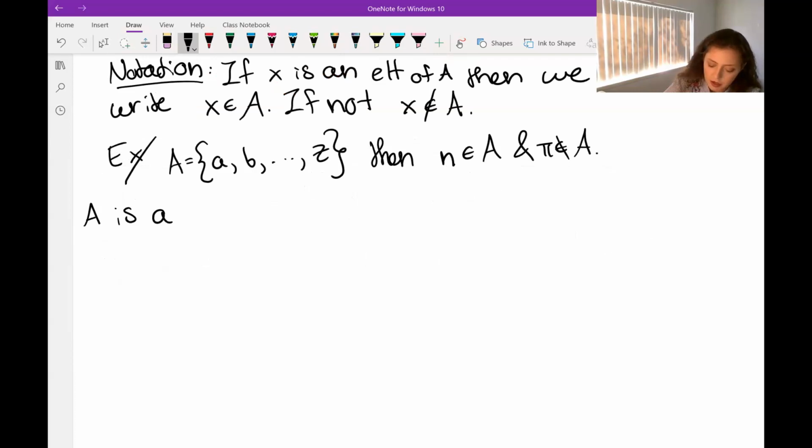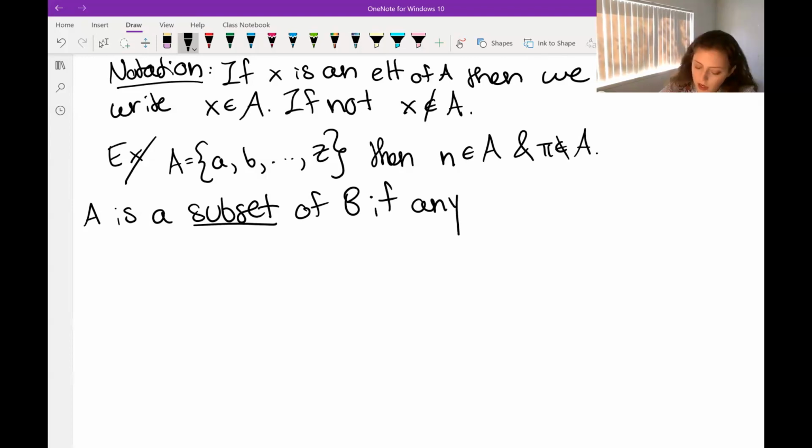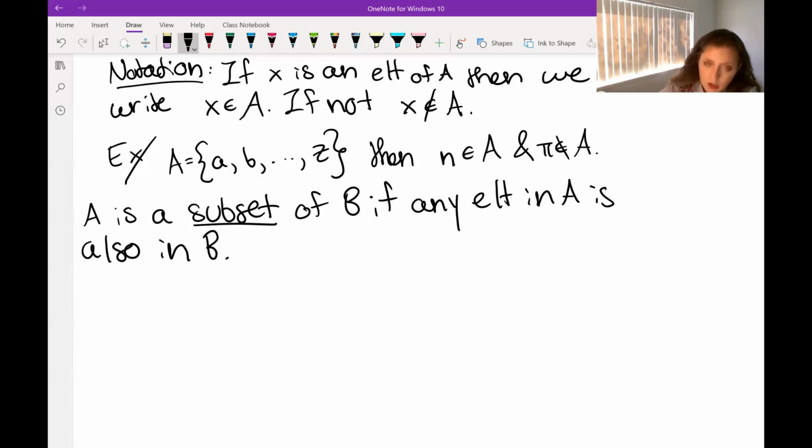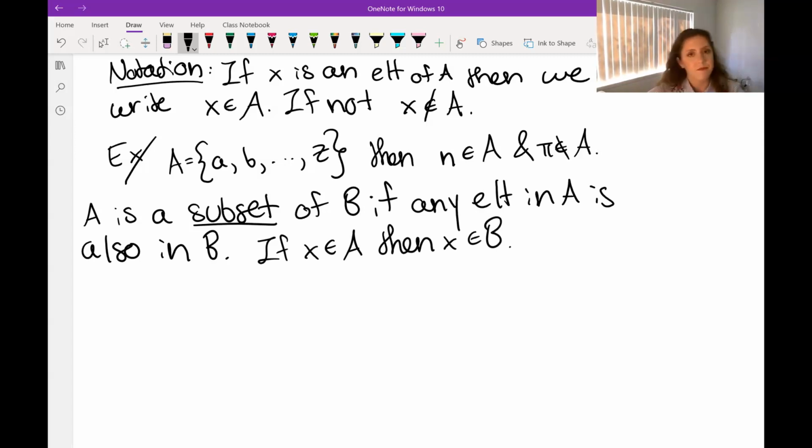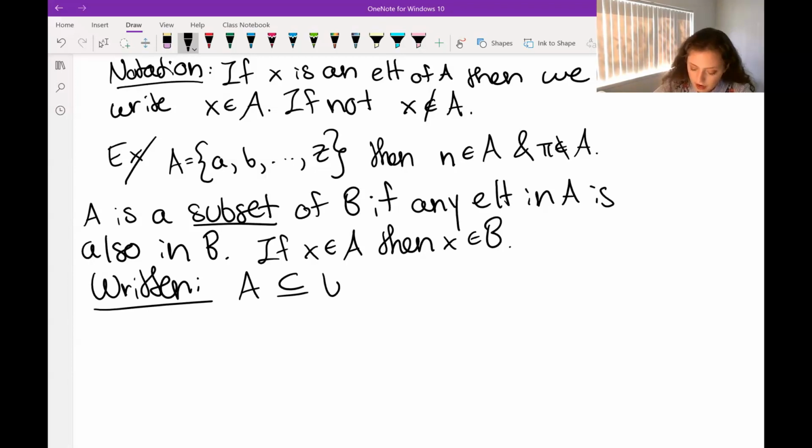All right, so some more definitions. A is a subset of B if any element in A is also in B. In notation, this means if X is in A, then X is in B. Cool. If you want to think about it, you have two bowls. If this is A and this is B, any element you have in here, you can also find in here. So how is this written? We write A like that, and then B.